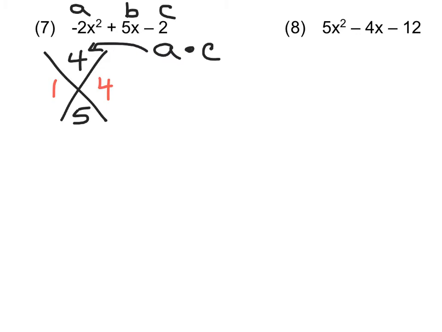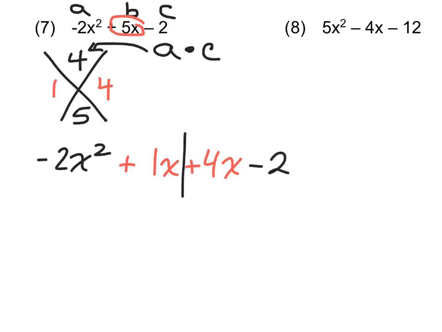And you know, with a product of 4, even if you did it by hand or in your head, you're not going to be looking too long before you find it. You know, 2 times 2, 1 times 4, maybe get some negatives involved. So I'm going to rewrite it, replacing the 5x with a 1x plus 4x. So negative 2x squared plus 1x. You could just write x if you want, but I'll write the 1x plus 4x minus 2.